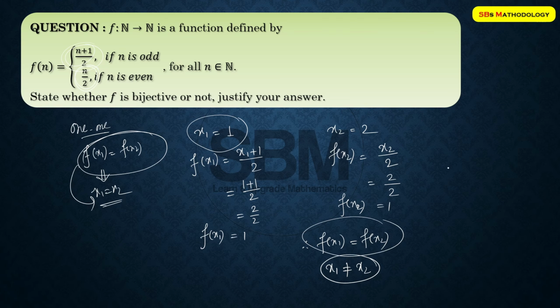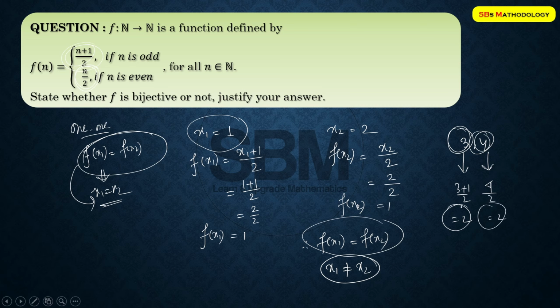Take any two consecutive natural numbers, definitely natural numbers because our domain is natural numbers, supposedly 3 and 4. For 3, as 3 is an odd number, the output will be (3+1)/2, that is 2. And for 4, an even number, the output will be 4/2, which is also 2. So we have taken two different numbers, but the output becomes the same. So again, this is not a one-one function. Multiple examples we can consider. This is one of them.